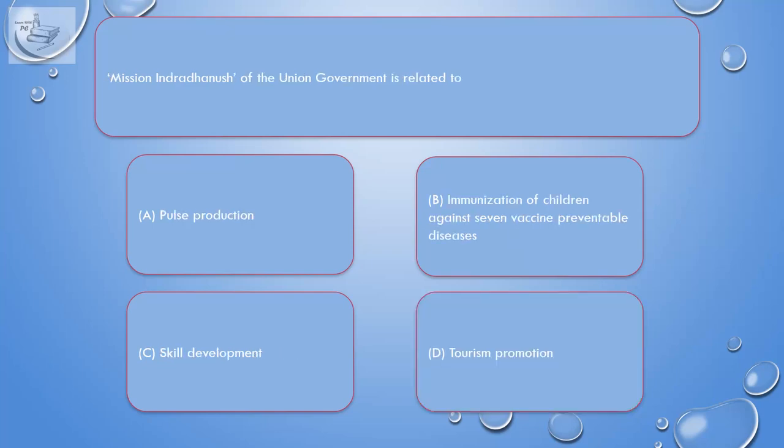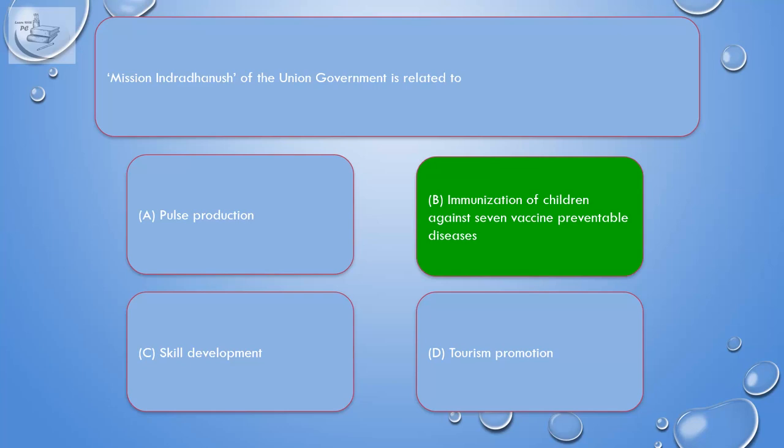Question: Mission Indradhanush of the Union Government is related to A. Pulse production. B. Immunization of children against 7 vaccine preventable diseases. C. Skill development. D. Tourism promotion. Correct answer is B. Immunization of children against 7 vaccine preventable diseases.